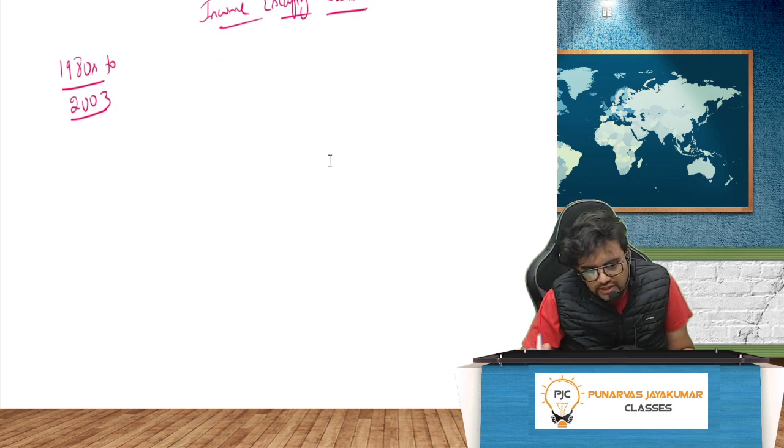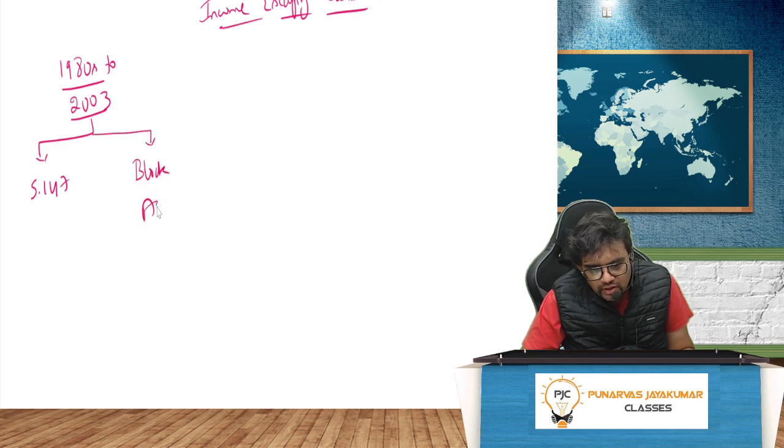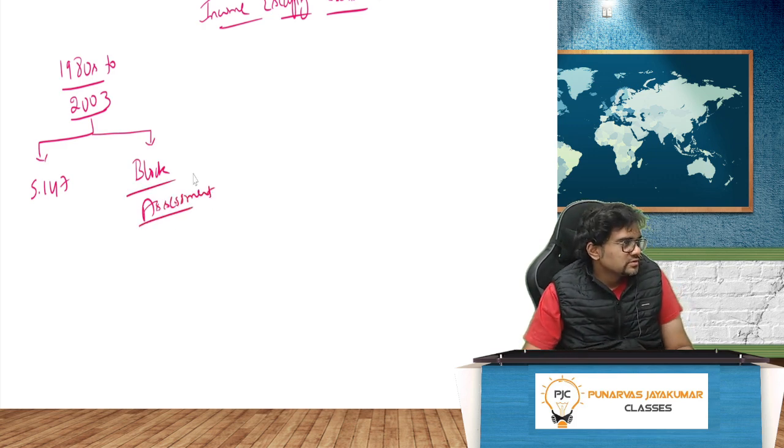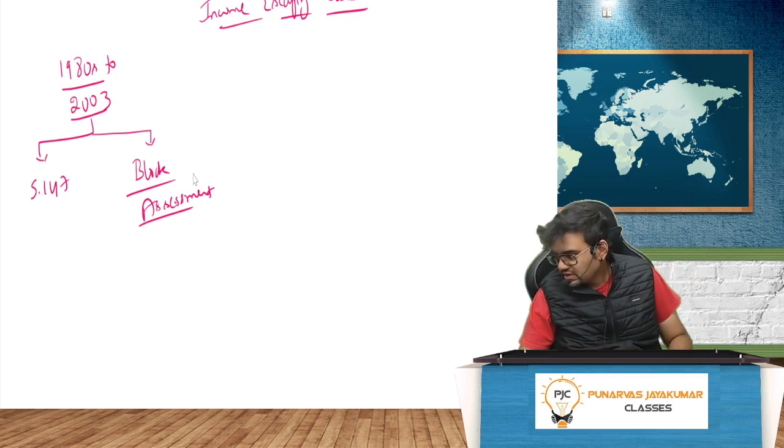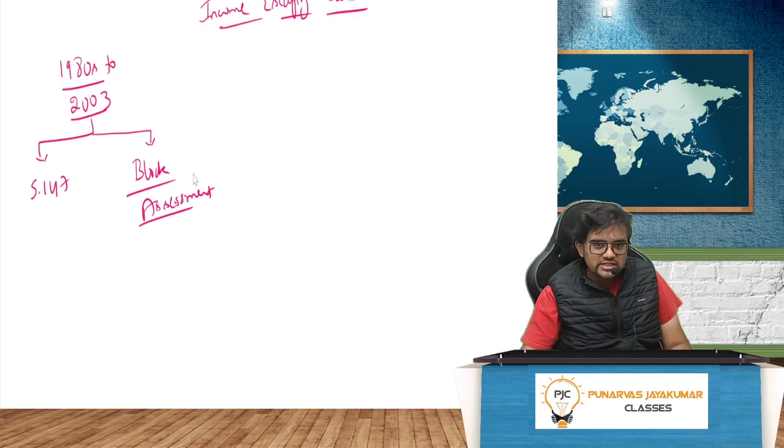1980s to 2003, income escaping assessment used to be two sections. One is 147. Another one was called block assessment, guys. Block assessment. Weird it is. It is like, if I open an assessment, I will open for 8 years. I'll open for 6 years. I'll open for 5 years. Means what? All the 6 years income will be added. Weird concept.